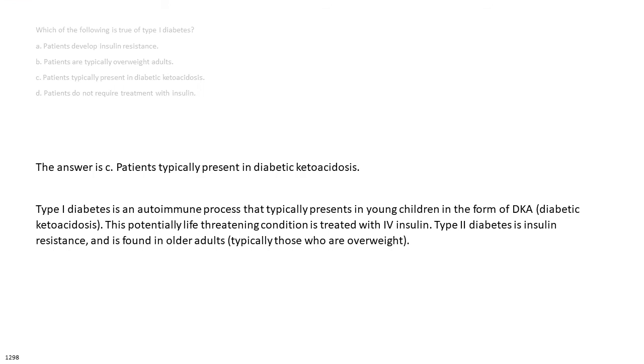The answer is C. Patients typically present in diabetic ketoacidosis. Type 1 diabetes is an autoimmune process that typically presents in young children in the form of DKA, diabetic ketoacidosis. This potentially life-threatening condition is treated with IV insulin. Type 2 diabetes is insulin resistance, and is found in older adults, typically those who are overweight.